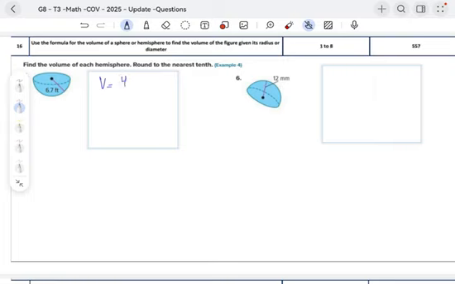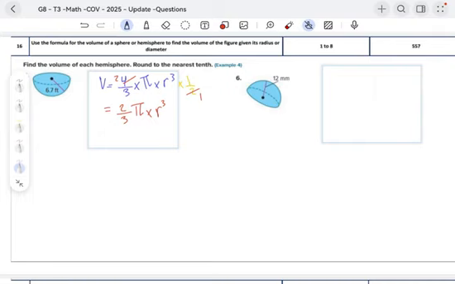The volume for a whole sphere is 4/3 times pi times the radius cubed. This is for a whole sphere, but we're gonna multiply it by half or divide it by 2 since we have a hemisphere. And you can simplify this by dividing by 2. So the final formula will be 2/3 times pi times the radius cubed.